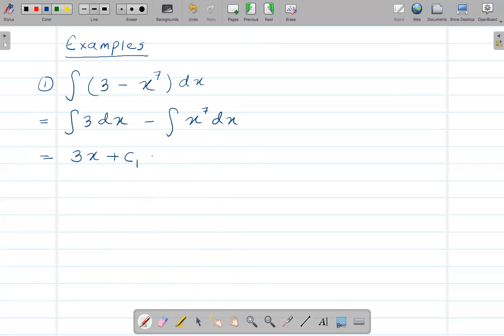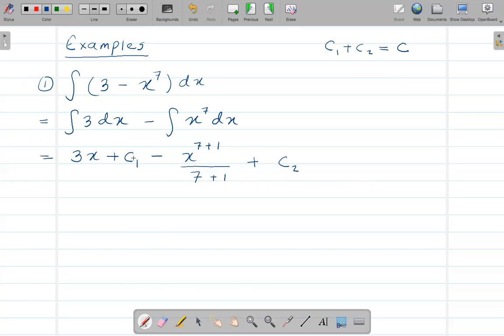Minus. Now if we take the integral of x to the power 7, it will be x to the power 7 plus 1 over 7 plus 1, plus c, or c2. These two are constants, so if you add c1 plus c2, you still get a constant. If you add any two numbers, you get a number. We don't know exactly what it is, but it's some number, which let's just say is C.